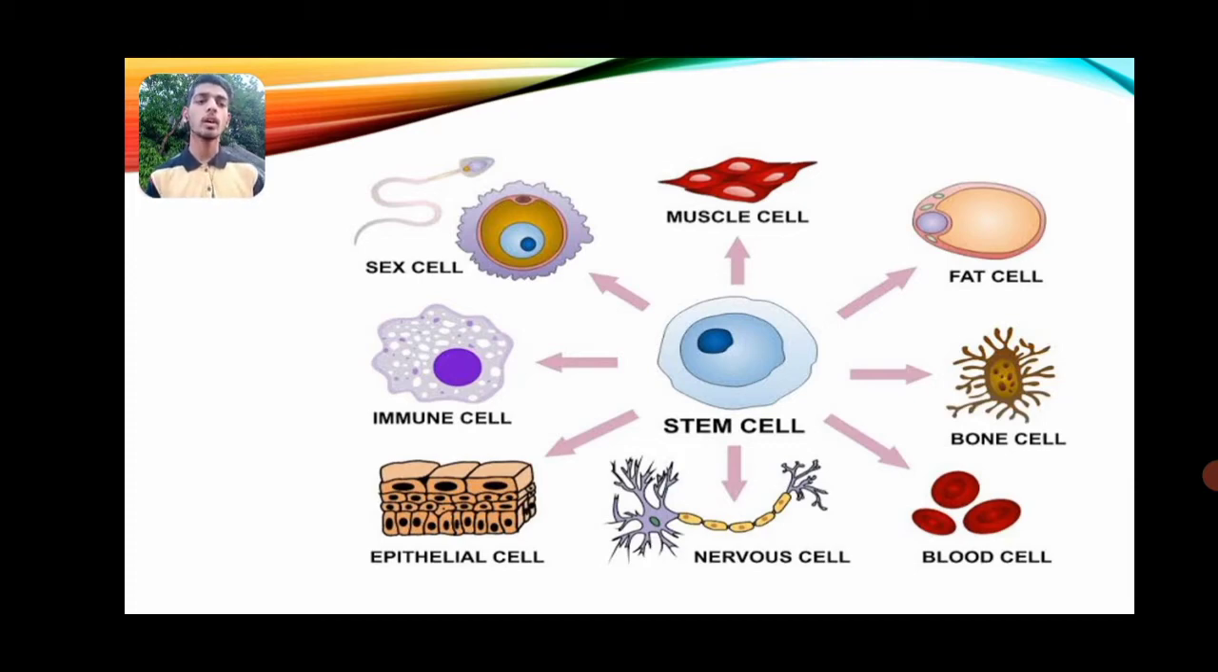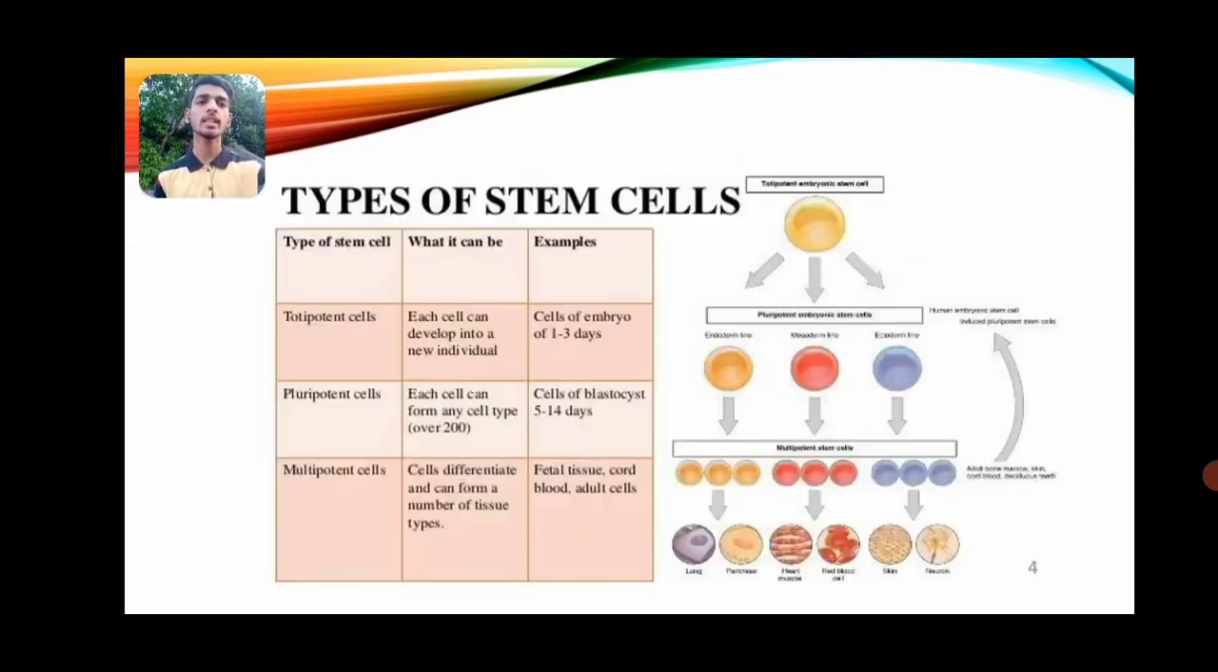So these are the cells which a stem cell can generate; in fact, all the cells in our body can be generated by stem cells. That's why stem cell therapy is very useful and has much more scope in our future to cure diseases which have no medicines and no other therapy. Okay, so next is the types of stem cells.